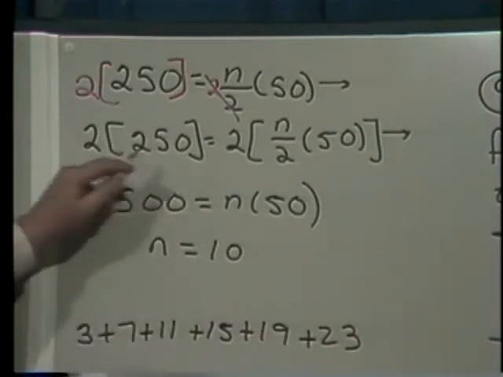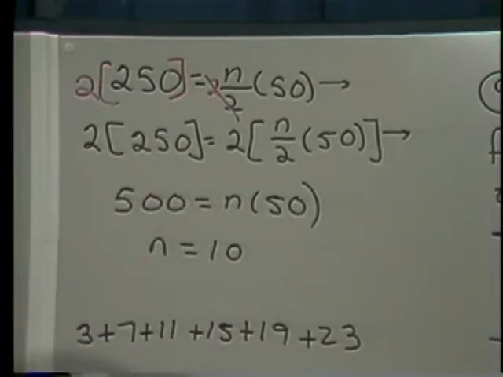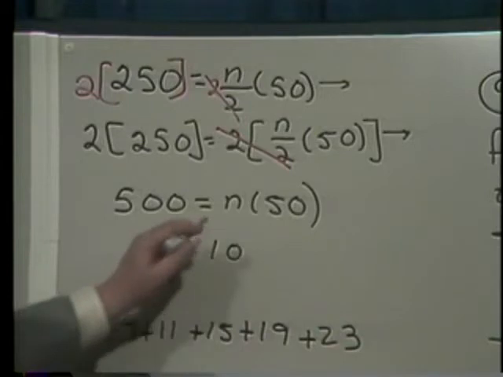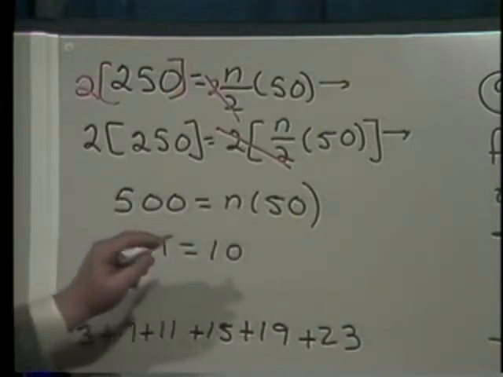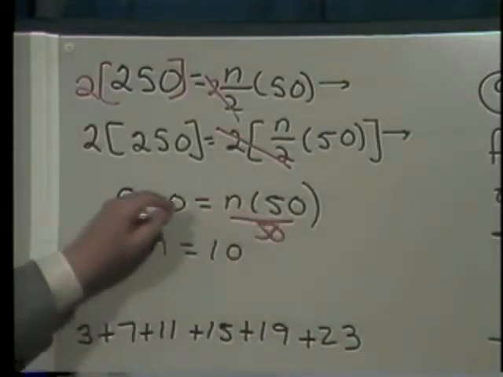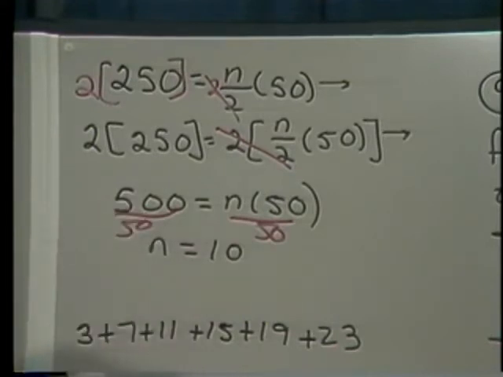Now watch what happens. The 2 times 250 gives me 500. The 2s here cancel, and I'm left with what? N times 50. Now what can I do? If n times 50 is 500, n by itself must be 500 over 50, which would be 10. So I've got the same answer again. Just another way of doing the problem.